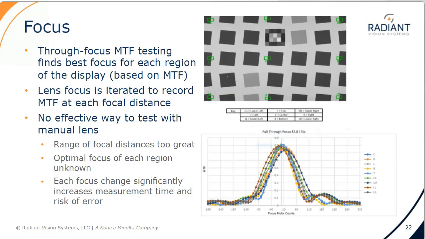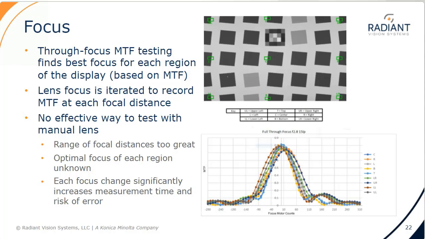So another drawback of manual focus lenses is that they make it nearly impossible to perform an effective through focus MTF analysis. So through focus MTF evaluates the focus, or the quality of the focus uniformity, of an XR display. So as seen in this example, several measurement regions are displayed on the device. And slant edge analysis is performed in each region.